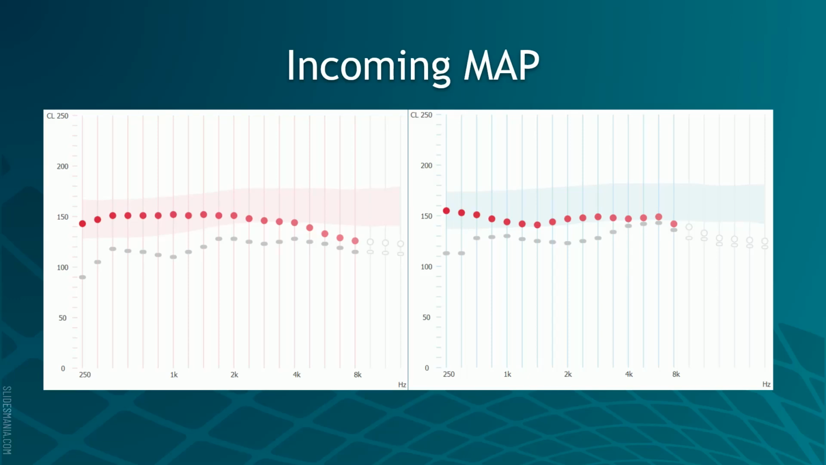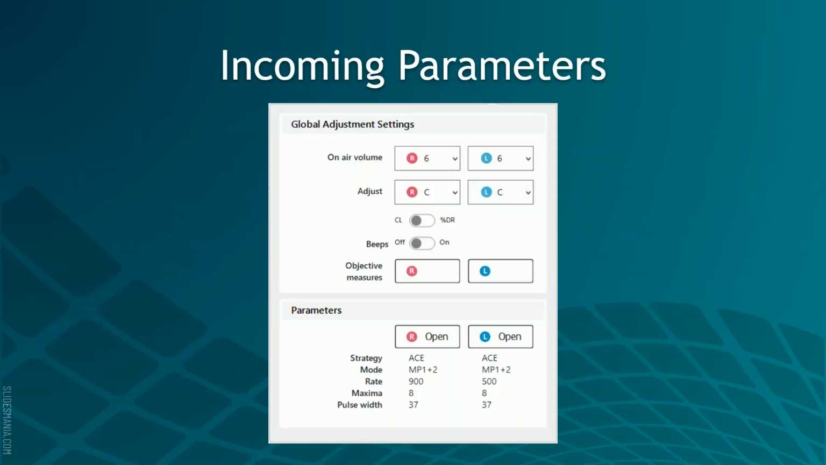Here is his incoming map once more. The map on the left is for the right cochlear nucleus. The map on the right is for the left cochlear nucleus. And as you can see, a good amount of electrodes are deactivated on both sides. And then again, we have the parameters here. Nothing is too out of the ordinary except for some of the pulse width differences and some of the pulse rate differences relative to their internal devices.